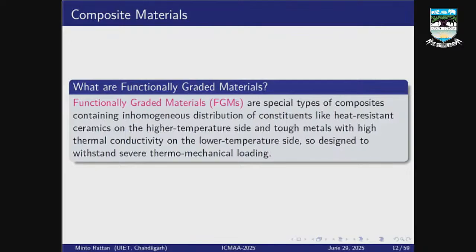The concept of functionally graded materials emerged and led to the development of superior heat resistant materials while keeping the cost under control. FGMs are special types of composites containing inhomogeneous distribution of constituents, like heat-resistant ceramics on the higher temperature side and tough metals with high thermal conductivity on the lower temperature side, so designed to withstand severe thermomechanical loading. These materials have been developed as ultra high temperature resistant materials for potential applications in aircraft, space vehicles, and other products working at elevated temperatures.